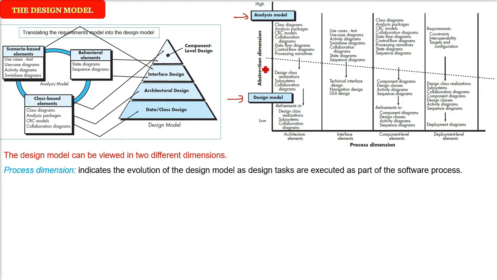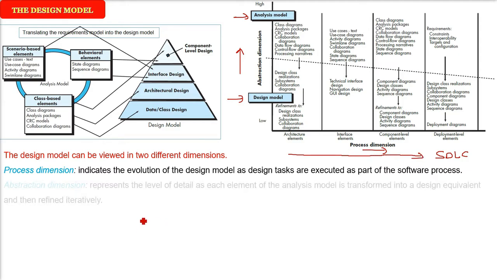In the Cartesian coordinate system, we have x and y axis. Similarly, here we have the x axis as the process dimension, and then the y axis, here we have the abstraction dimension. This process dimension is indicating the evolution of this design model as design tasks are executed as a part of the software process. I am discussing the software development life cycle, how in this process this design model proceeds.